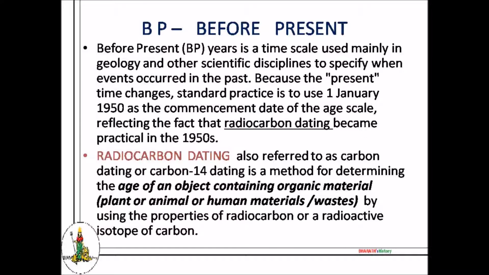Let's see about radiocarbon dating. It's nothing but determining the age of an object containing organic material, that is plant, animal or human material or waste. By using the properties of radiocarbon, a radioactive isotope of carbon, we can find the age of an organic material, that may be a dead body, an Egyptian mummy, or anything else.